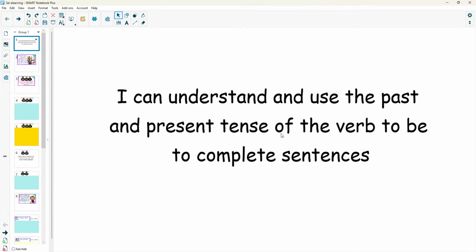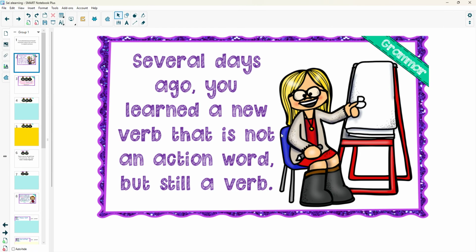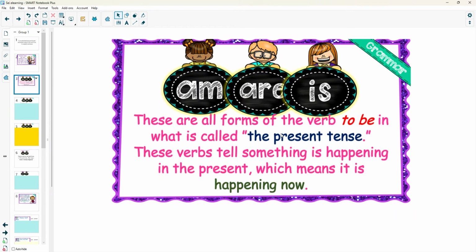For reading today, our objective is I can understand and use the past and present tense of the verb to be to complete sentences. So before we get started, if you remember a few days ago, we learned a new verb. That's not an action word, but it's still a verb. We learned that the verb to be can have a present tense and a past tense.